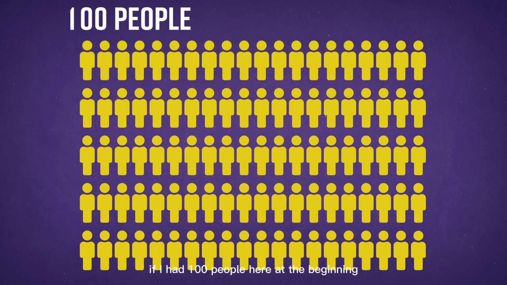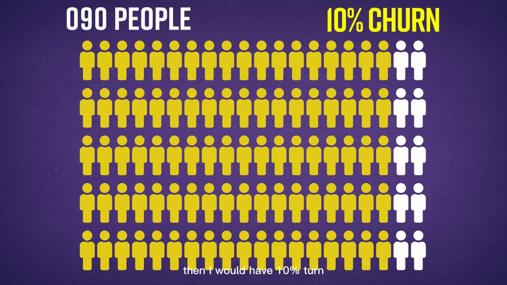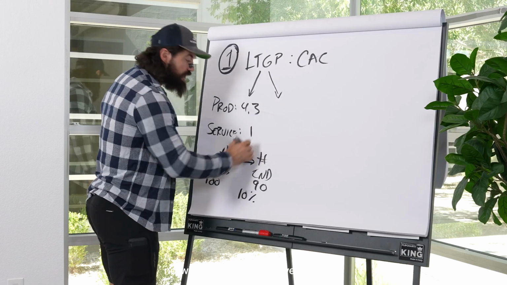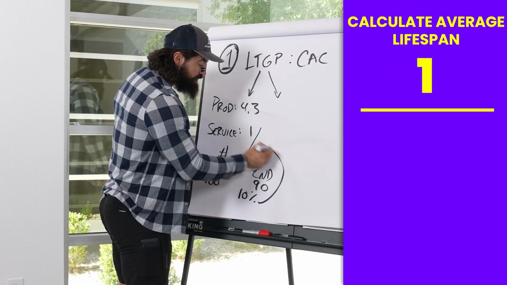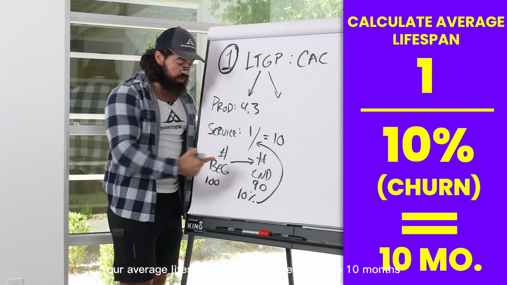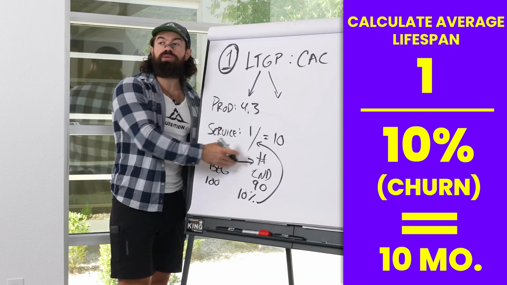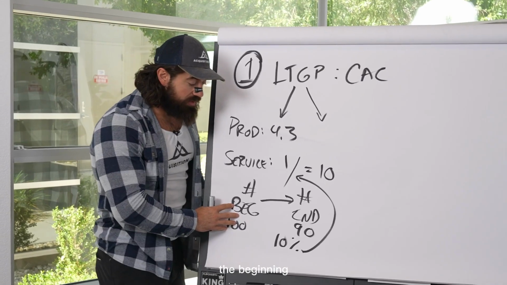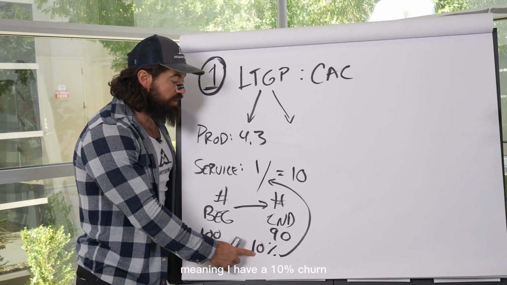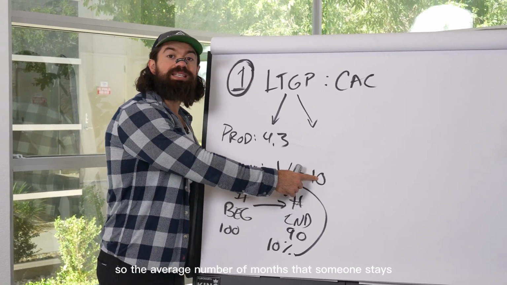So if I had 100 people here at the beginning and I had 90 people at the end, then I would have 10% churn. And you're like, okay, wait, is that the number? No. What we then do is we take 1 and we divide it by this number, which then means that our average lifespan in this example would be 10 months or 10 intervals, whatever interval you're measuring on. Because if I did this quarterly, it would be the same thing, or annually, it'd be the same thing. Number of people at the beginning, 100, number of people at the end, 90, I lost 10, meaning I have a 10% churn. 1 divided by 10% equals 10. So the average number of months that someone stays is 10 months.